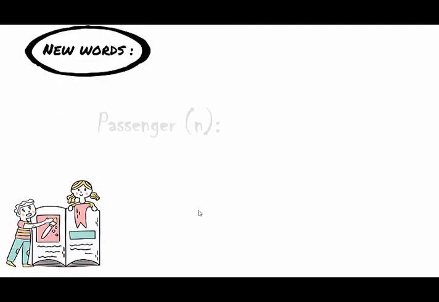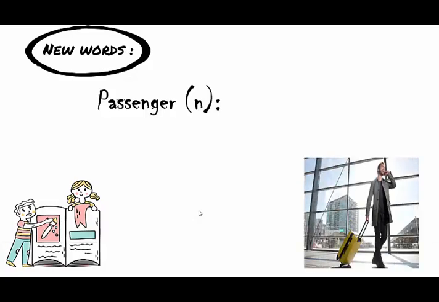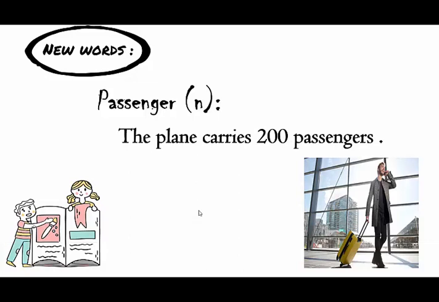And the first word is passenger. Okay, as you can see the picture of a passenger. Passenger means a person who is traveling in a car, bus, train, or a plane or ship. So passenger means a person who is traveling from one place to another place. Here we have an example. The plane carries 200 passengers. So the first word is passenger.